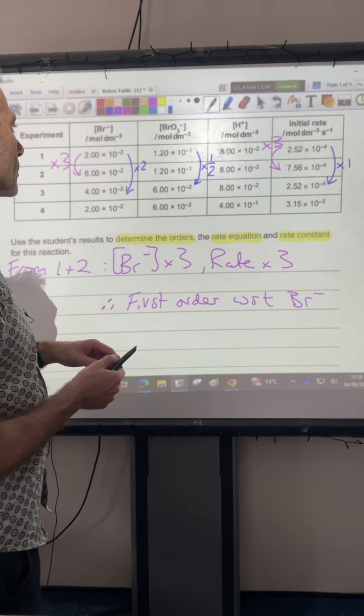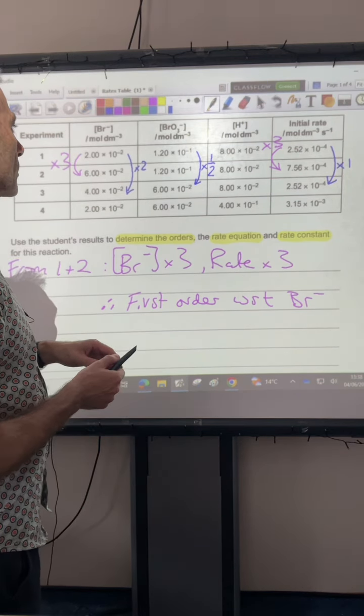And the concentration of the BrO3 minus is halved. The overall rate change is, well, it stayed the same, so it's a ×1 change. So there's that written up in the same format as that, but you can notice I haven't said what order it is yet because we want to bring the maths into play now.